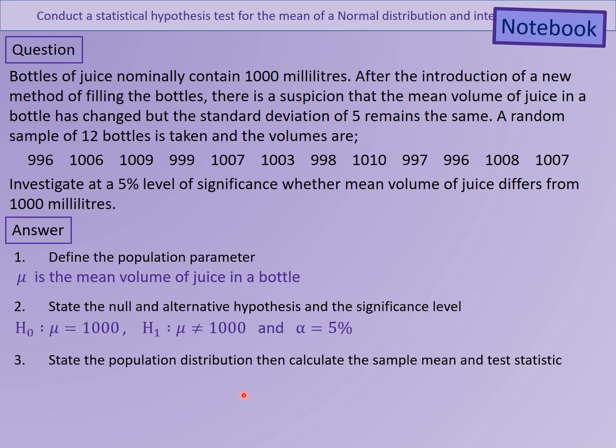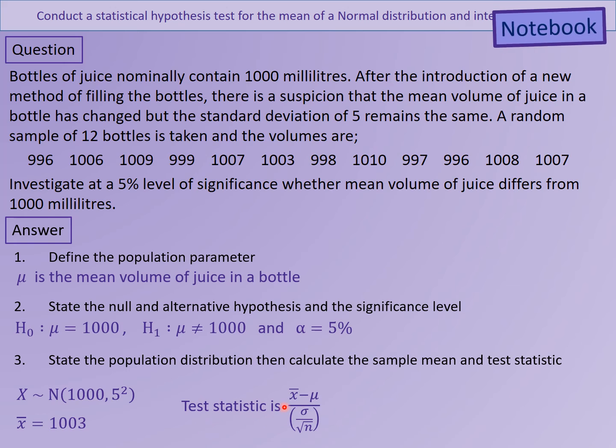State the population distribution and then calculate the sample mean and the test statistic. So we've got a variance of 5 squared. And the mean, if you add all this together and divide by 12, is 1,003. So not much difference there, but is it enough to doubt whether it stayed the same?